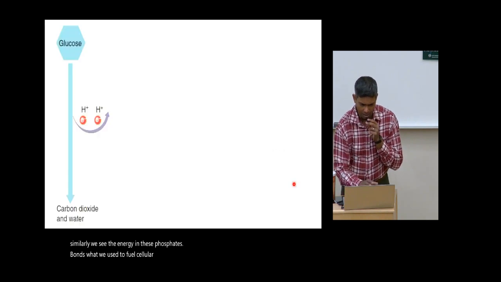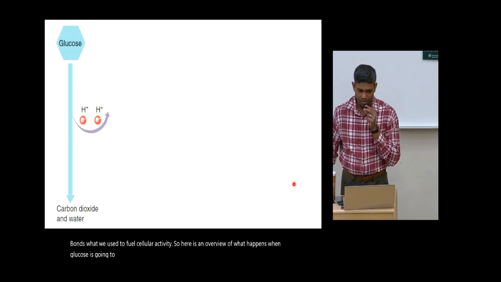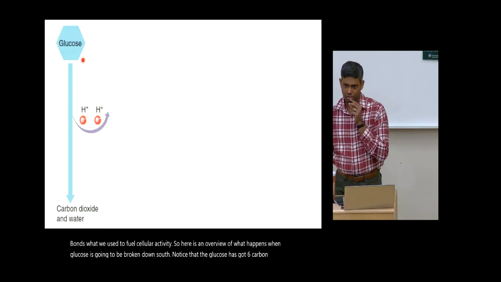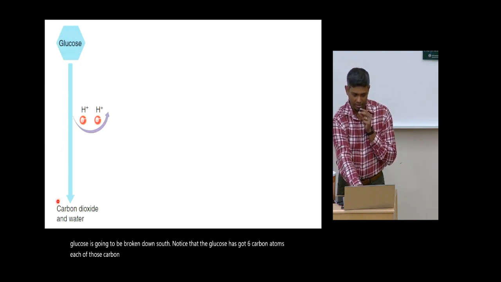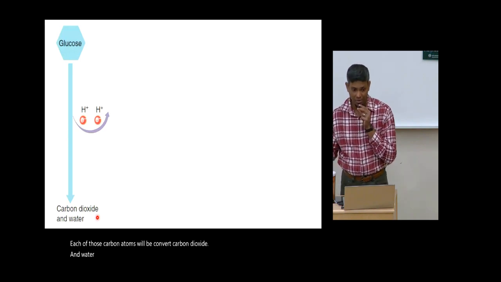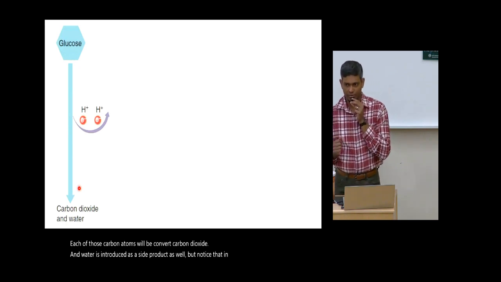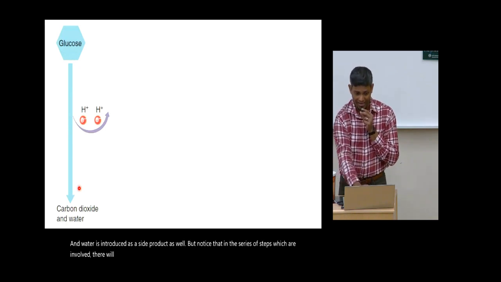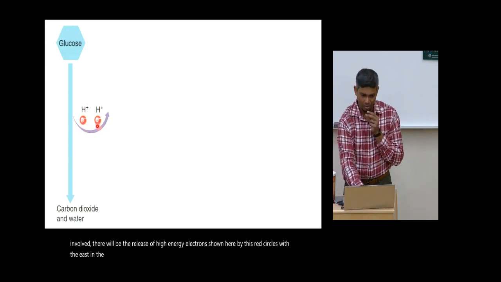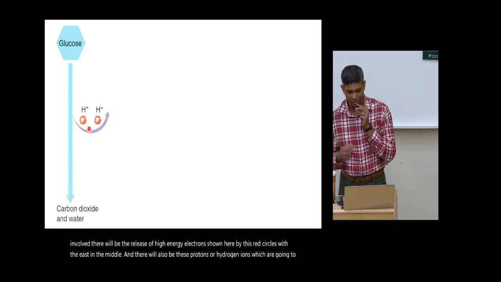So here's an overview of what happens when glucose is going to be broken down. So notice that the glucose has got 6 carbon atoms. Each of those carbon atoms will be converted to carbon dioxide, and water will be produced as a side product as well. But notice that in the series of steps which are involved, there will be the release of high energy electrons, shown here by these red circles with an E in the middle, and there will also be these protons or hydrogen ions which are going to be released as well.